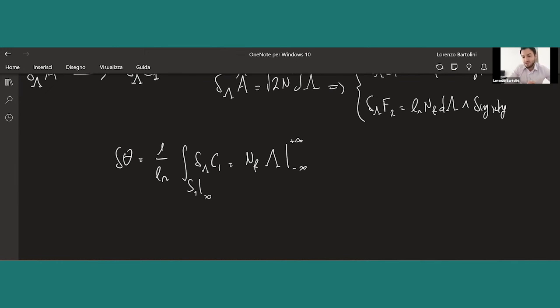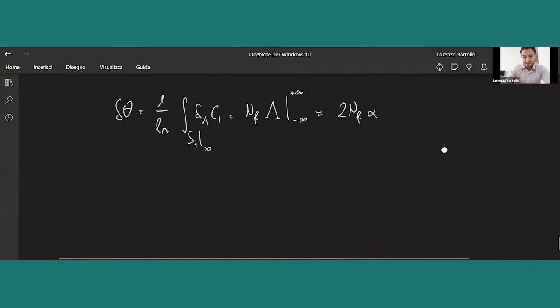Because this is a gauge transformation, it's not global. It now becomes the axial symmetry when we go to the boundary. And so the axial part of this gauge transformation is one for which this function lambda assumes opposite values at infinity and minus infinity, and we can call it alpha. So we use the same notation as before, and it's 2 NF alpha. And so this is exactly the axial transformation.